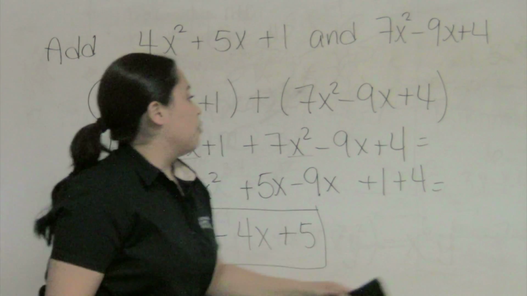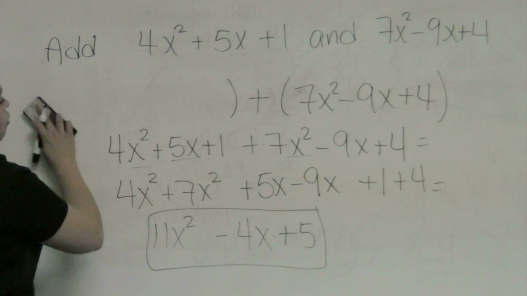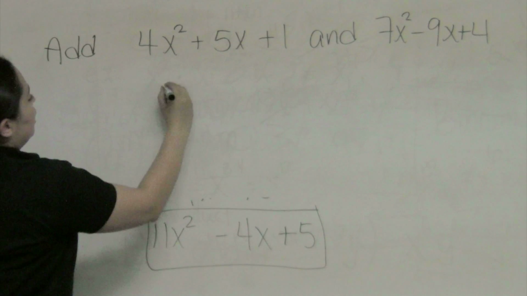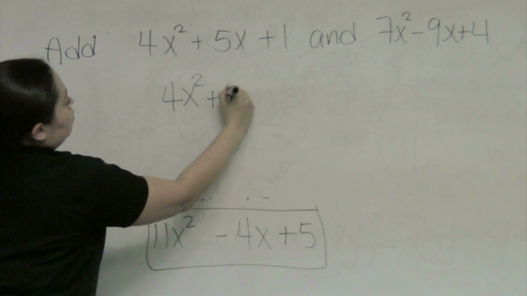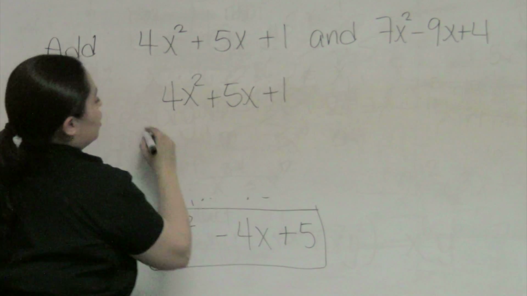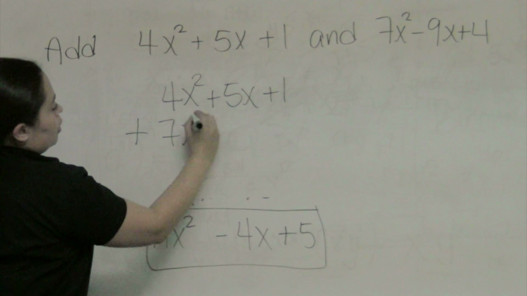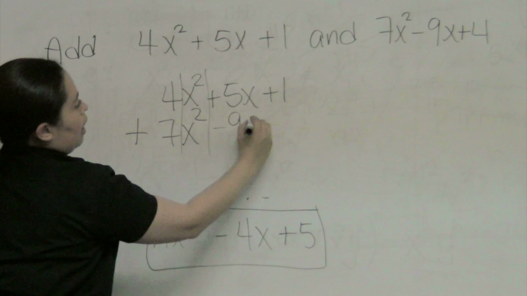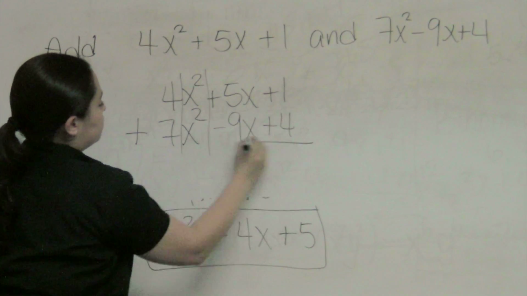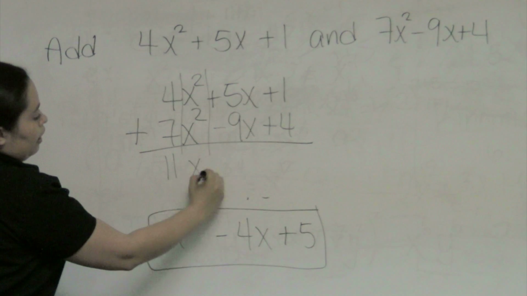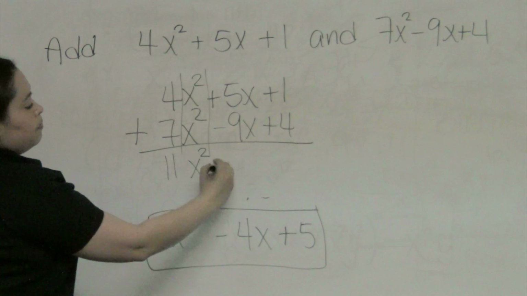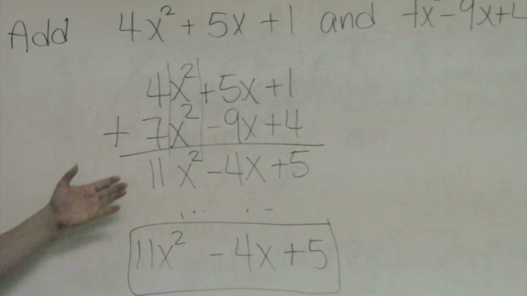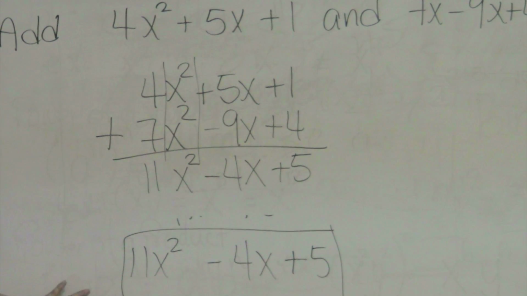Now we're going to use the horizontal form. You should get the same answer. So we align all the numbers. Plus 1, plus 7x squared, remember, same variables. Minus 9x plus 4. We have 11x squared, minus 4x plus 5. And you should have the same answer.